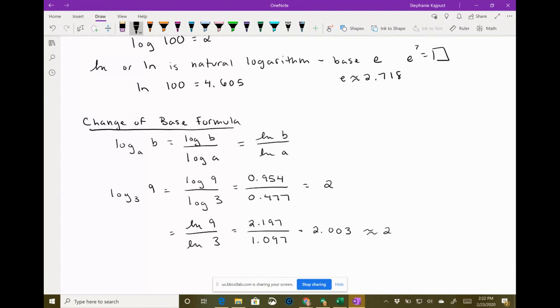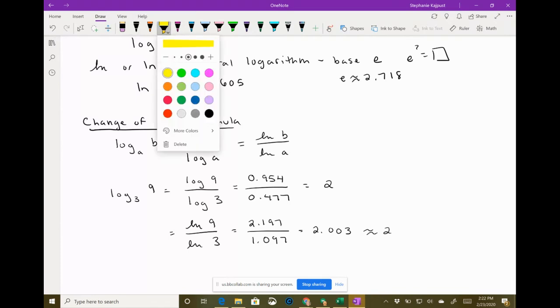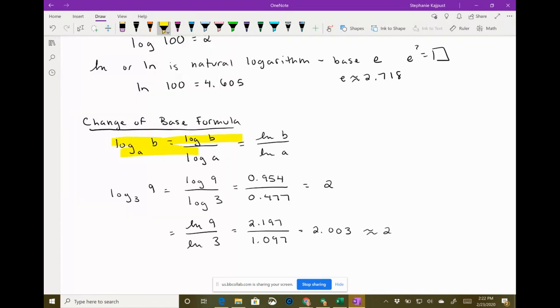So that's how you can then find the answer of different bases. This is the change of base formula. And I'm going to highlight this formula so that it's clear, so that when I post this, the notes here, you've got that. So that's the change of base formula. Okay, so that's the basics of logarithms.